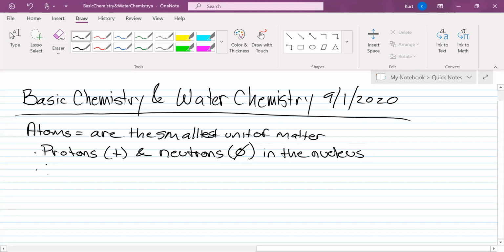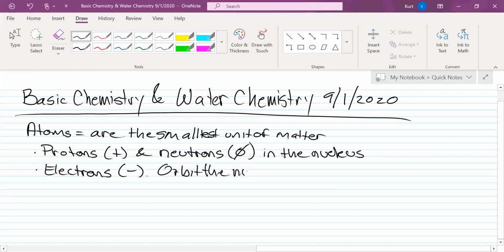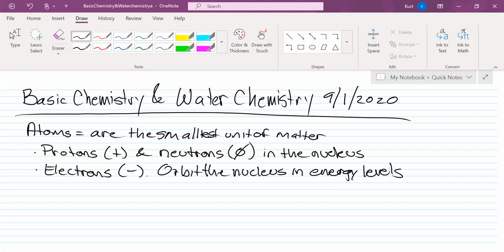And then you have electrons, which have a negative charge. They orbit the nucleus in energy shells, or energy levels. And every energy level has electrons on it. The first energy level has 2 electrons. The second energy level will have 8. Then the third will have 8. The fourth will have 8. And you just keep going. We're not going to have to get into all that.